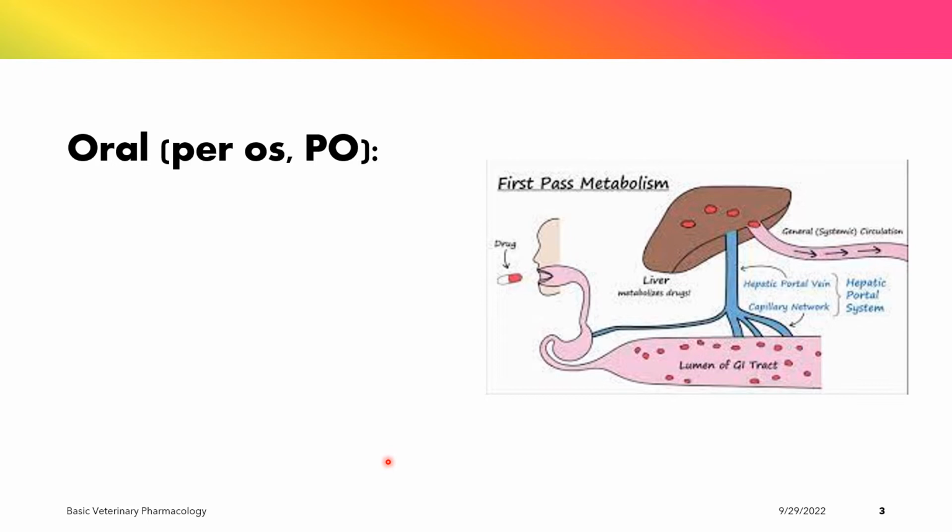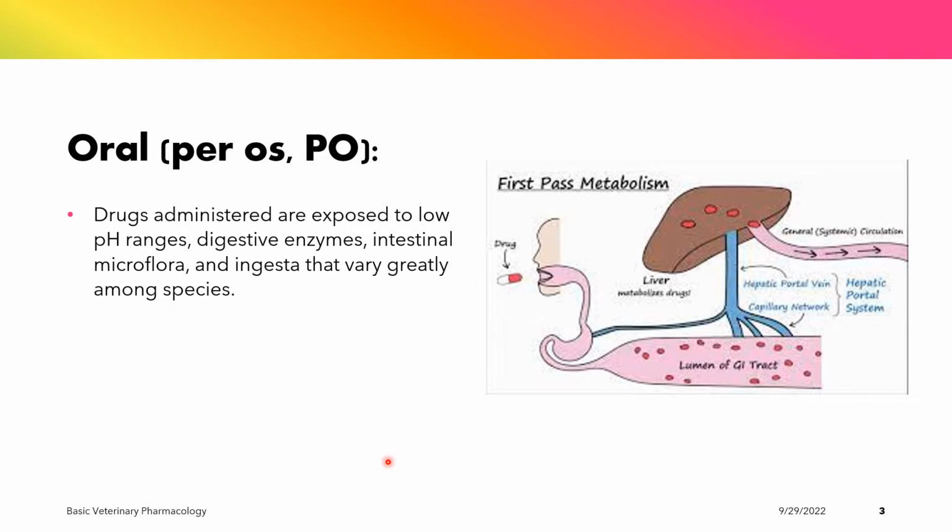Why do we need to provide a certain medication in its enteric coated form or controlled release form? This is because medications, when they are given orally, are exposed to different types of external factors which could greatly affect their absorption. One of these is the low pH range, particularly in the stomach, the digestive enzymes, intestinal microflora, and the ingesta that vary greatly among species.